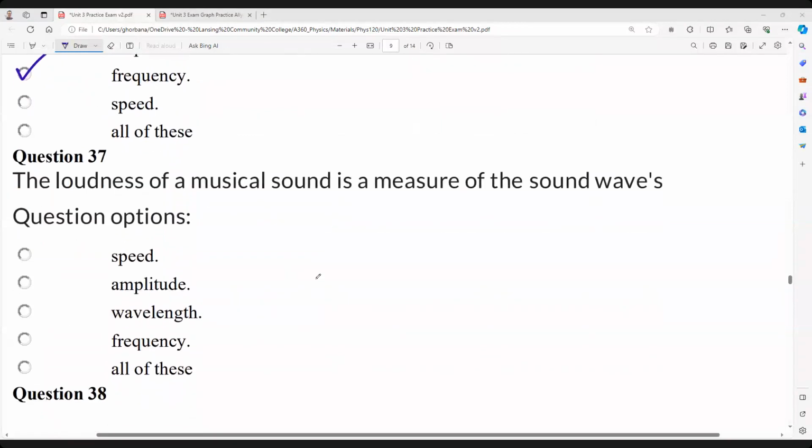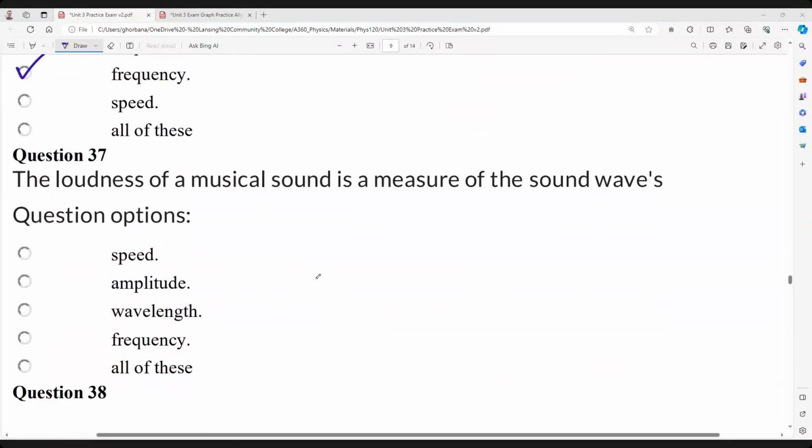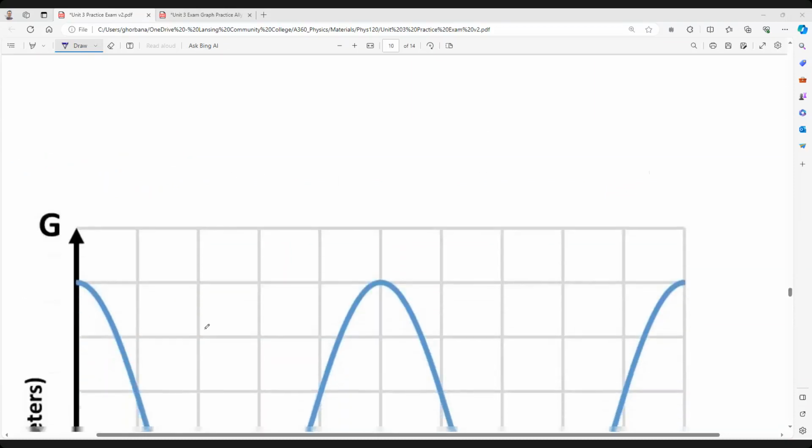37. The loudness of the musical sound is the measure of the sound wave amplitude. Amplitude. Perfect. The bigger the amplitude, the bigger the loudness. So good. These questions are important.